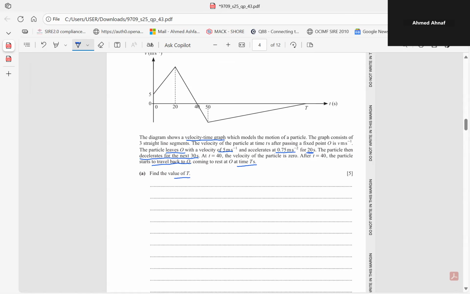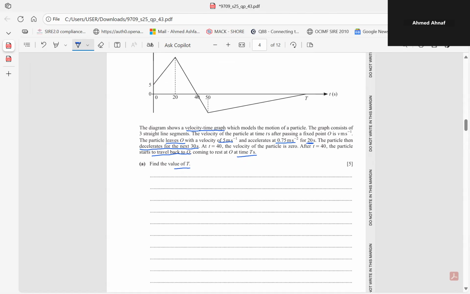All right, let's try to outline the motion of the particle visually. At time 0, it starts from O. Then it accelerates and decelerates. And then at t = 40, it changes direction. And then it comes to rest back at O at time t seconds. So this happened at t = 40 seconds, and it reached O again at t equals t, and it started at t equals 0.